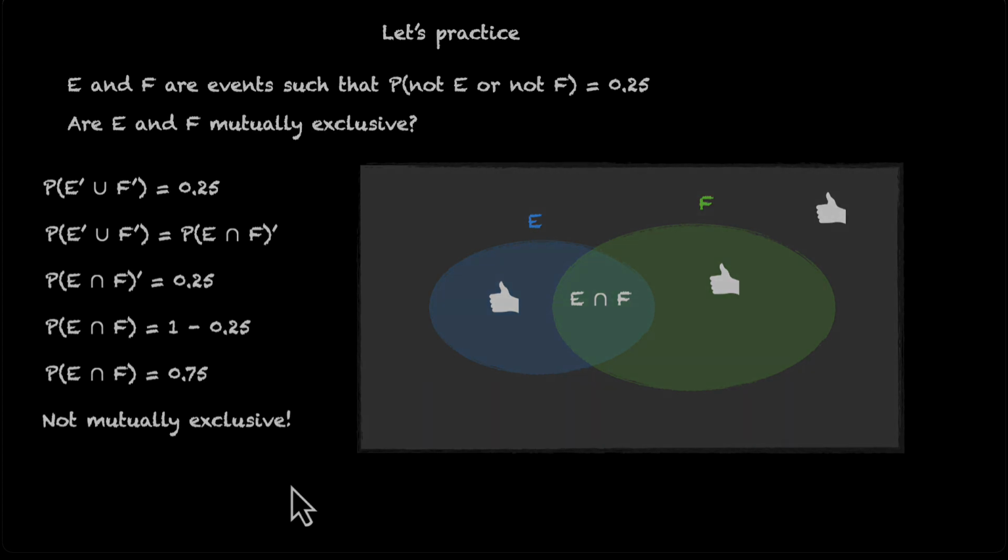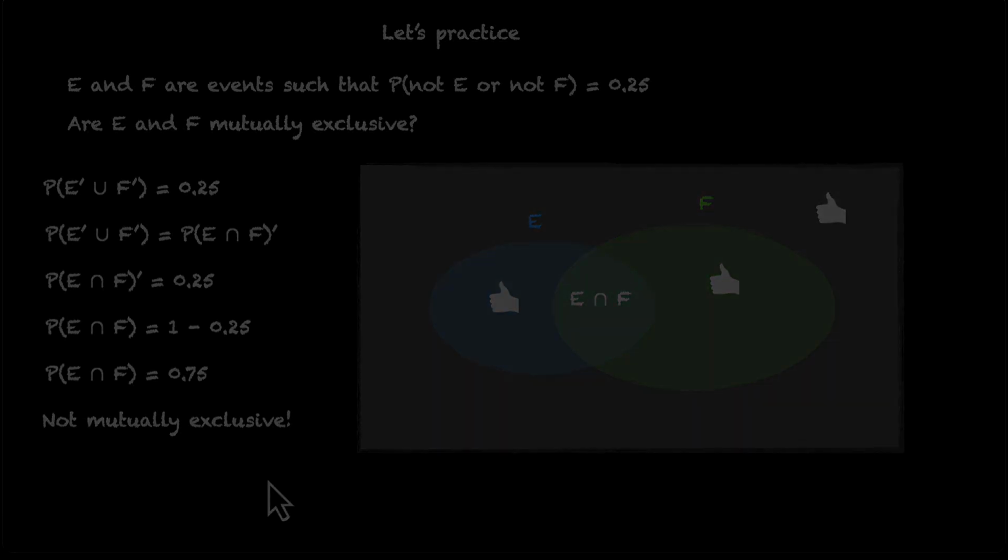I encourage you to get your hands dirty, solve a few more of these problems either on Khan Academy or from your textbooks.